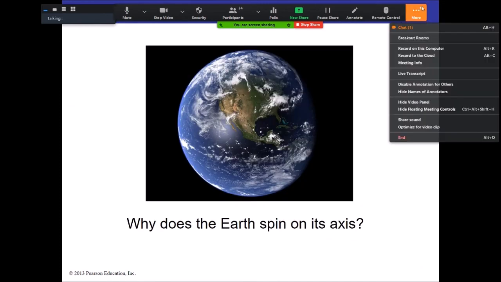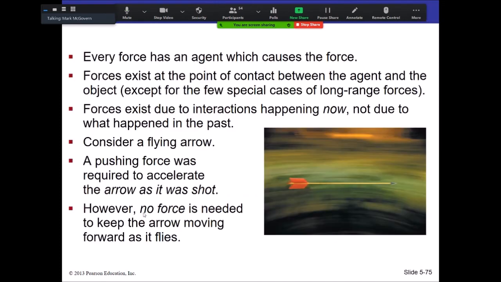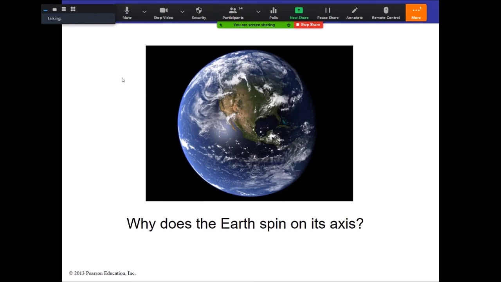Now this brings up a very good question here. No force is required to keep the arrow moving forward as it flies. Something got it started, but nothing's required to keep it going. So that brings us to a very interesting concept here. And in order to introduce this concept, I have a question for you.